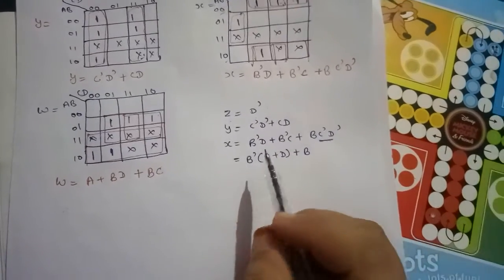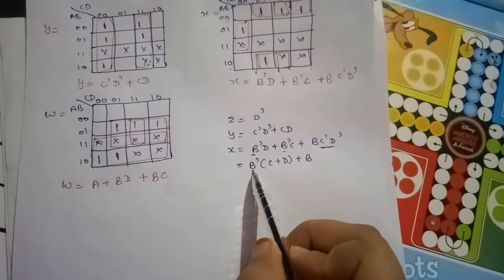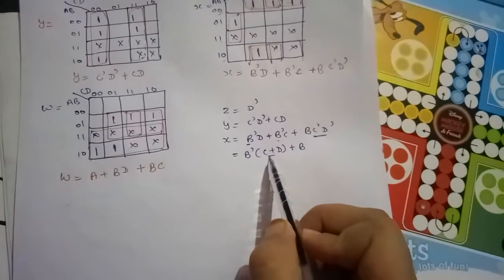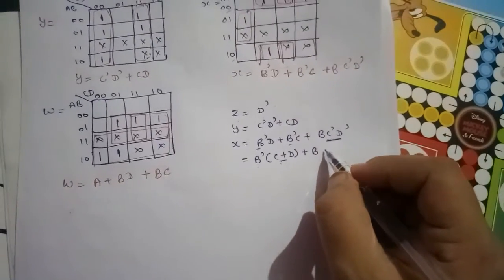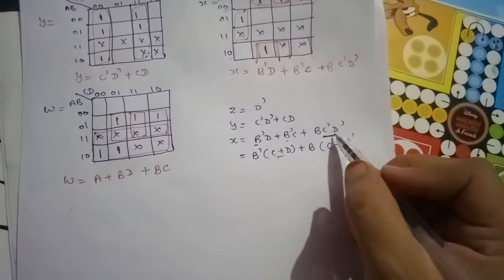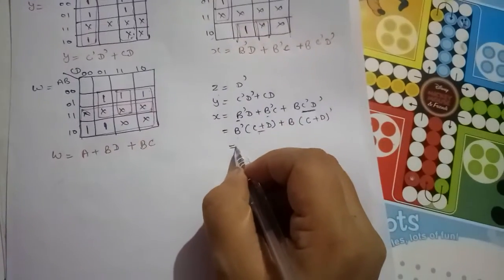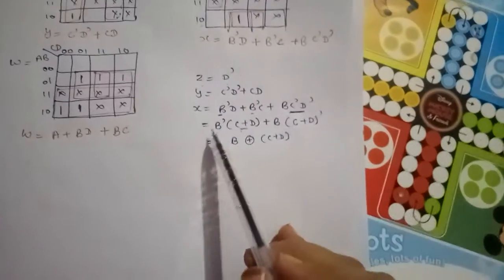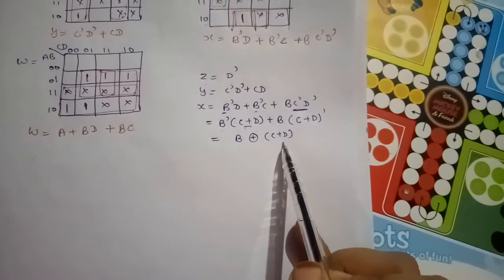Now simplify X further, because we can take B bar as the common value from these two terms. So B bar is taken here, and C plus D is in the bracket, plus B. Then this can be written as the complement of C plus D, right? By De Morgan's theorem we can write it like this. So this corresponds to the XOR, which is A bar B plus B A bar. So we will write it here as B XOR C plus D.